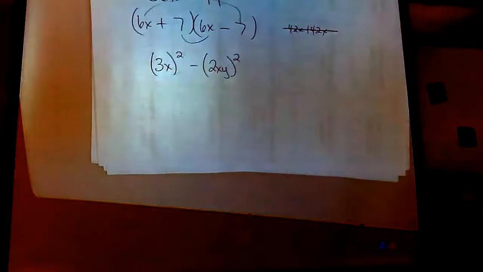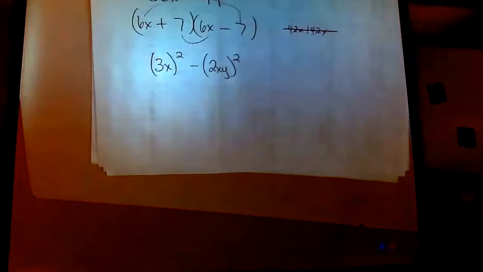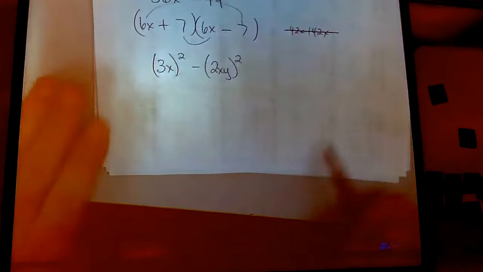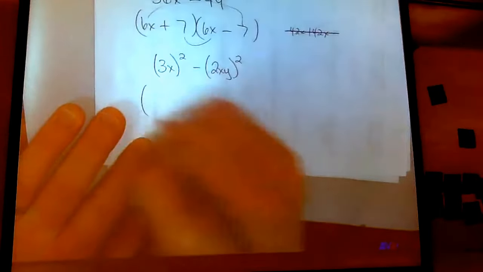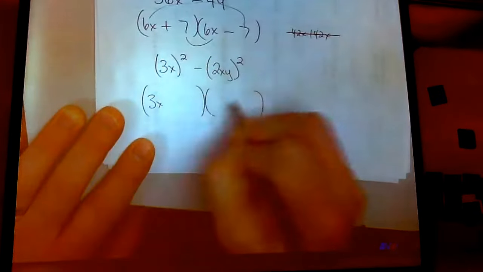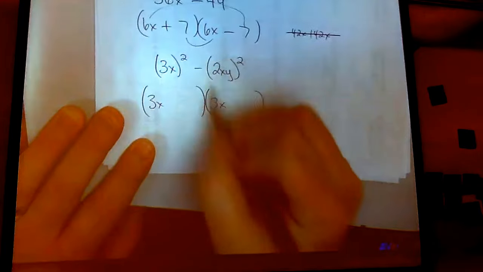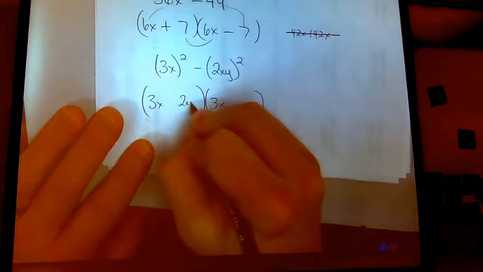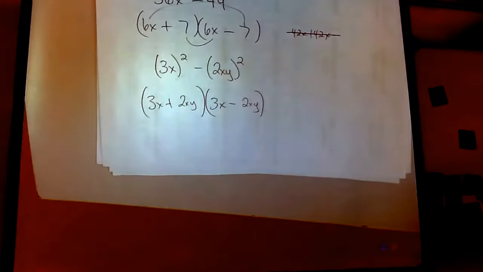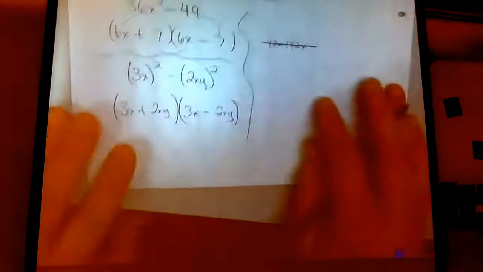Do you have something squared minus something else squared? Yes, you do. What's the square root of the first one? 3x. Put 3x and 3x. What's the square root of the second one? 2xy. One positive, one negative, you're done. That's it. Last example.